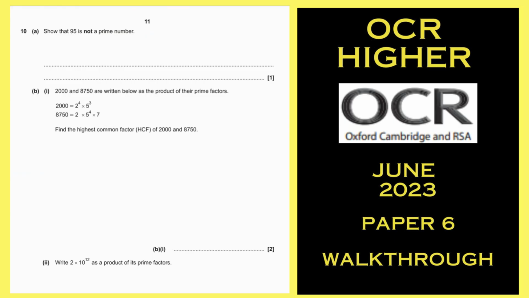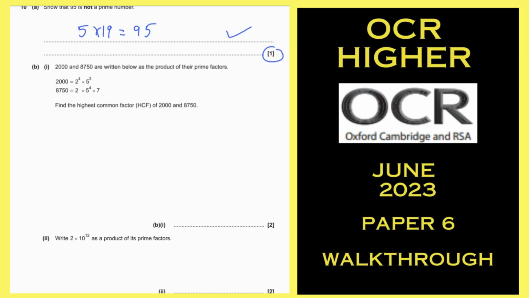Number 10a. Show that 95 is not a prime number. Loads of ways of doing it. You've got a calculator. Feel free to list all of its factors if you wanted to, but for me, much a bigger fan of keeping it simple. 5 times 19, it ends in a 5, it'll divide by 5. Mark scheme accepts that as a minimum. If you've explained more, that's on you. Entirely up to you how much more waffle you want to do. I don't.